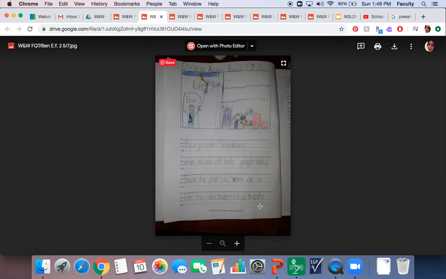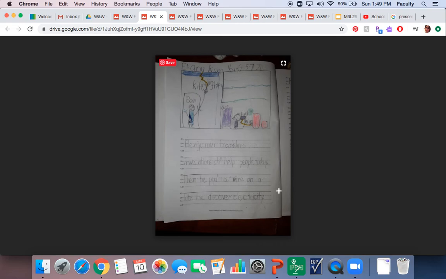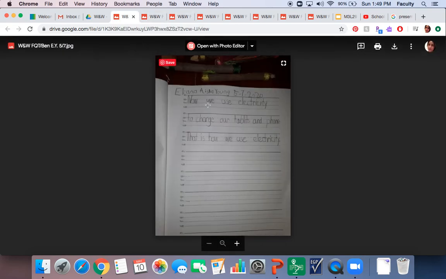Next up, we have Eliana. Eliana wrote, Benjamin Franklin's inventions still help us today. Then he put a wire on a kite and he discovered electricity. Now we use electricity to charge our tablets and phone. That is how we use electricity.